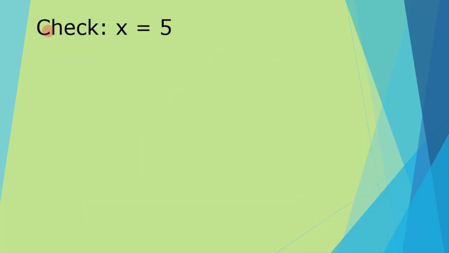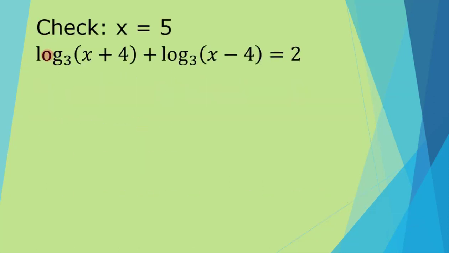Moving on to check if x equals 5 is a true solution. So we have 5 plus 4, that makes it 9. So we have log of 9 to the base 3. Then we have 5 minus 4 here. So that is log of 1 to the base 3. Is it really equal to 2? Let's see.